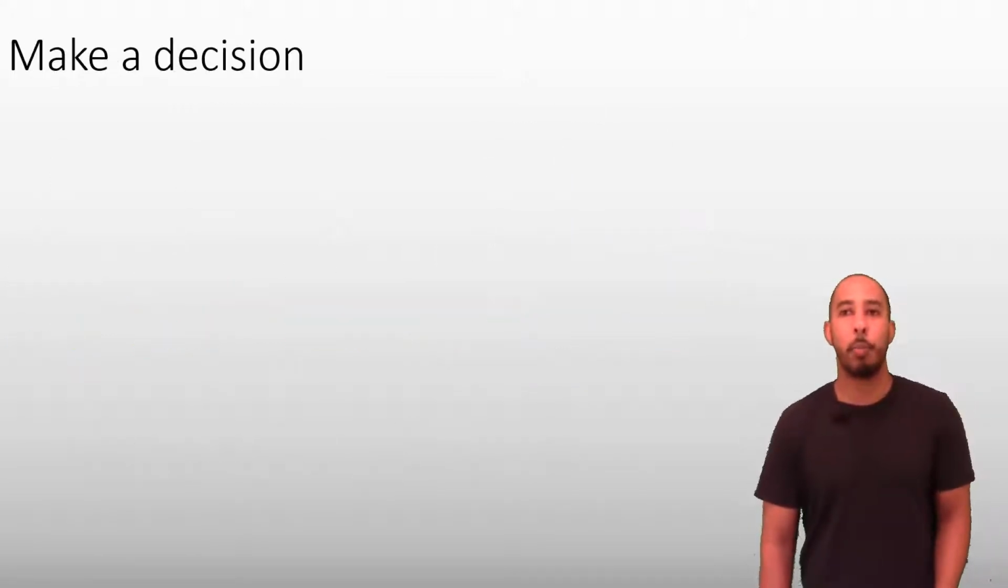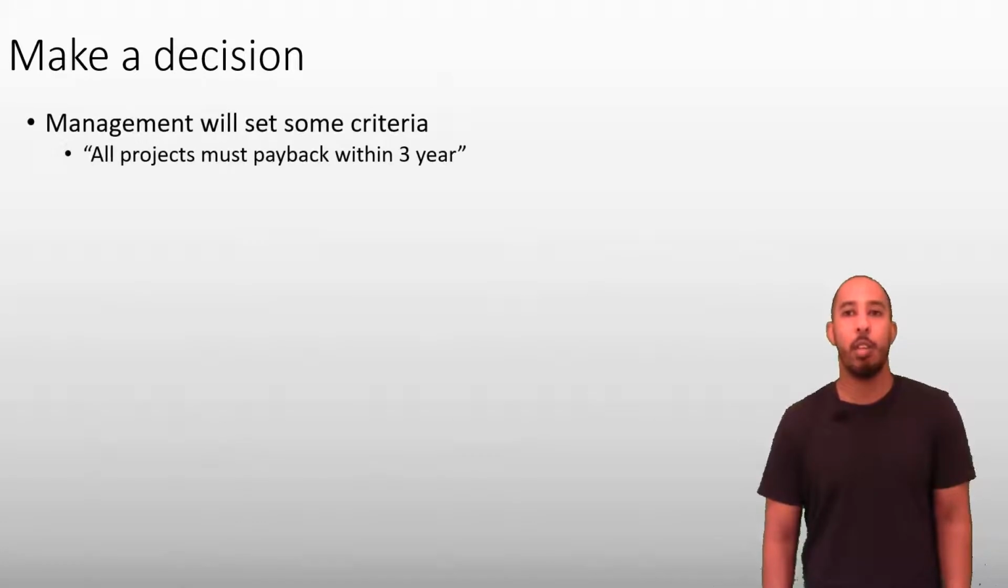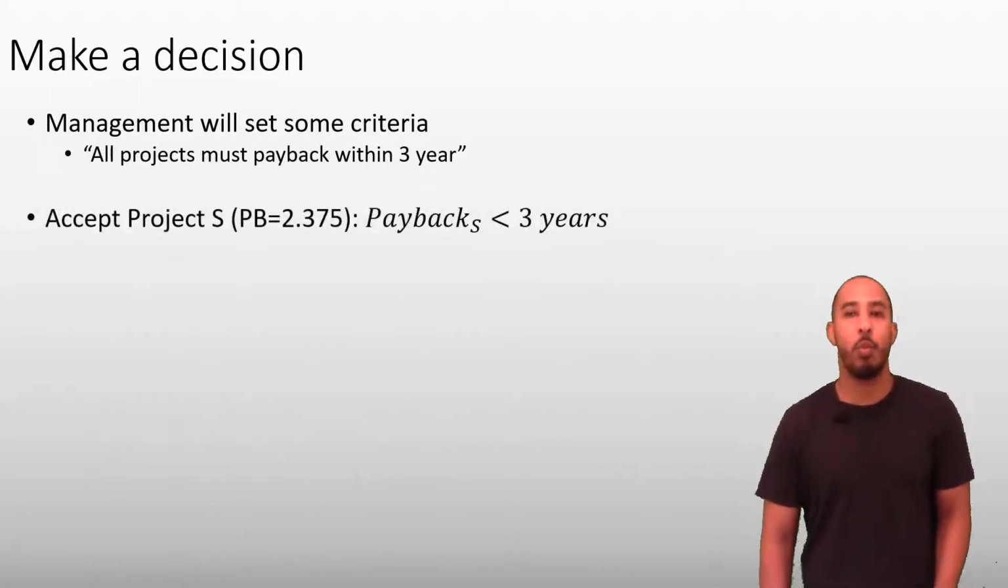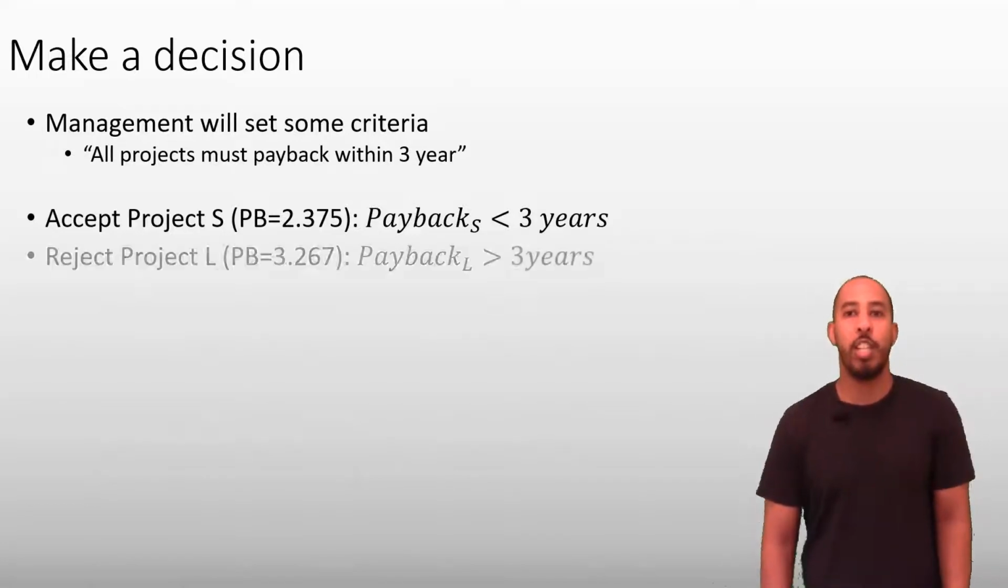Now let's use payback period to make an investment decision. Should we do Project S or Project L? Management will usually set some payback criteria. They might require that all projects must break even or pay back within 3 years. If that's the case, then we would accept Project S since it pays back quicker than the 3 years that management requires. We'd reject Project L since it's too slow to break even.